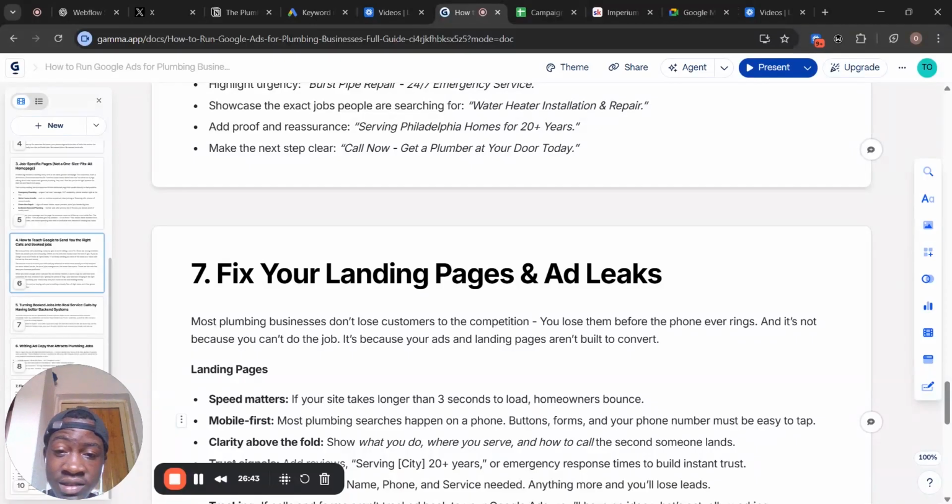Most businesses don't actually lose their customers to competition most of the time. You lose them before your phone ever rings because of the bad landing page that you have. It's not because you can't do the job, but because your ads and landing page are not built to convert the traffic that you're getting.